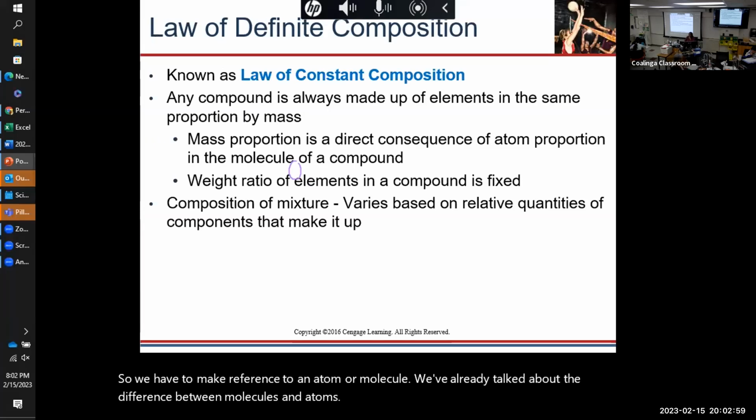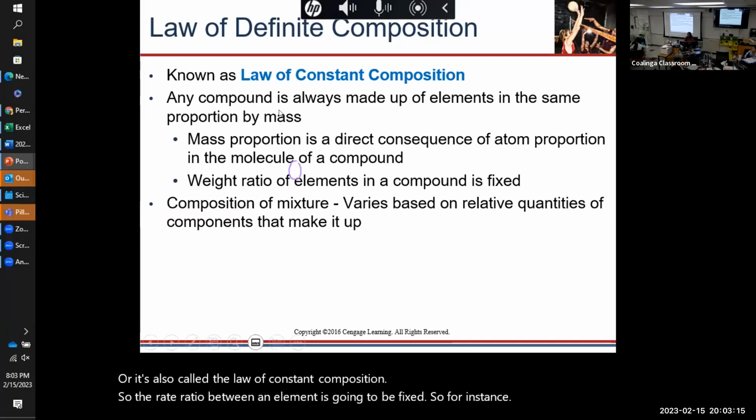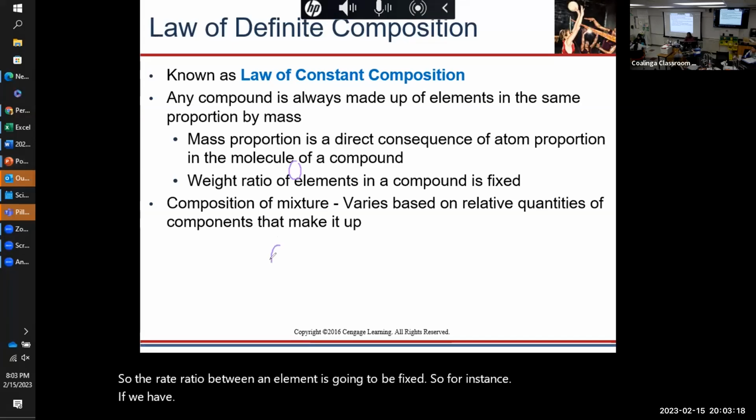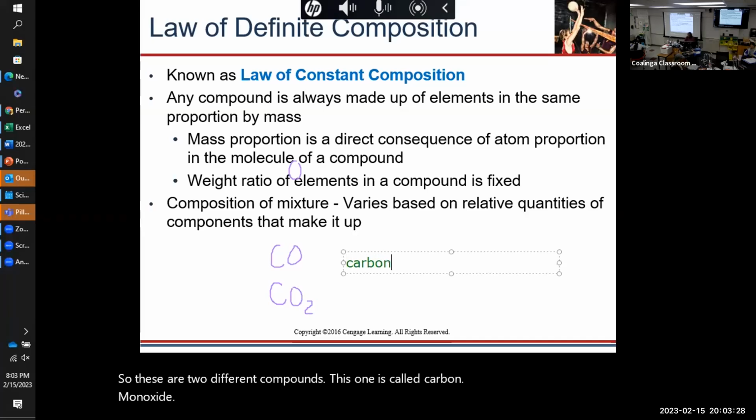Okay, so the law of definite composition, or it's also called the law of constant composition. So the ratio between the elements is going to be fixed. So for instance, if we have CO and we have CO2. So these are 2 different compounds. This one is called carbon monoxide. This one is called carbon dioxide.